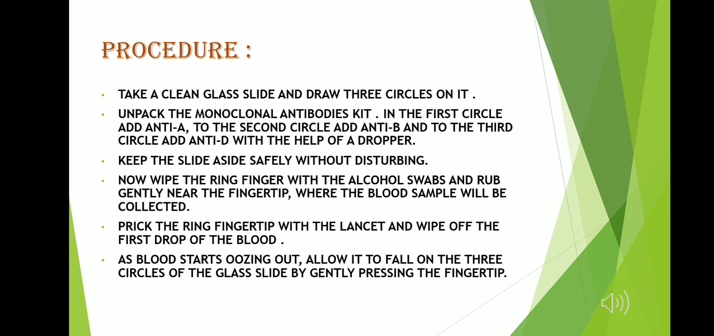Now wipe off the ring finger with the alcohol swab and rub gently near the fingertip, where the blood sample will be collected. Prick the ring fingertip with the lancet and wipe off the first blood. As blood starts oozing out, allow it to fall on the 3 circles of the glass slide by gently pressing the fingertip.